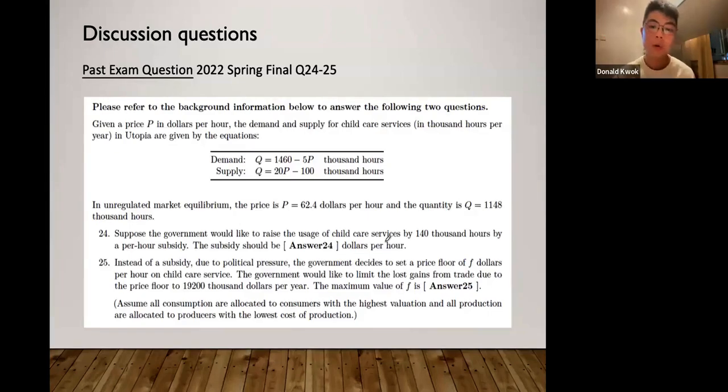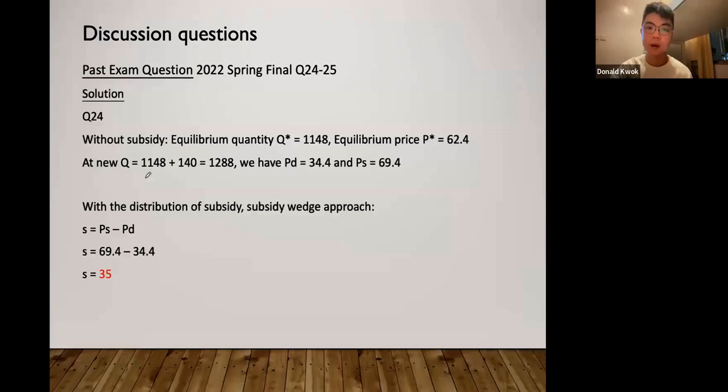Okay, so for question 24, we are going to find the right amount of subsidy if the government would like to increase the usage of childcare services by 140,000 hours. Okay, so originally the quantity is 1148. If the target is to increase by 140, this means that the new quantity will be 1148 plus 140, which is 1,288. So we are going to find the PS minus PD at this new quantity, 1288.